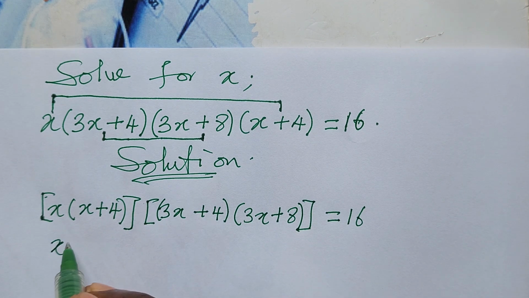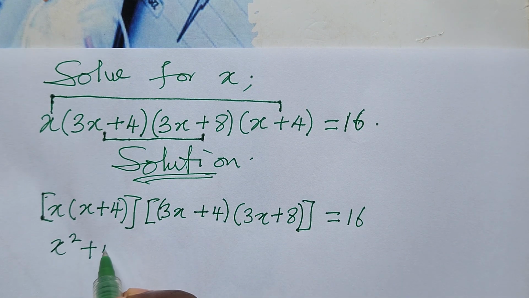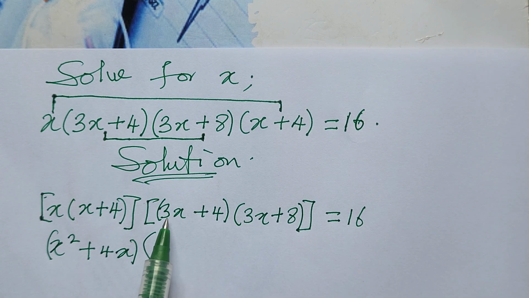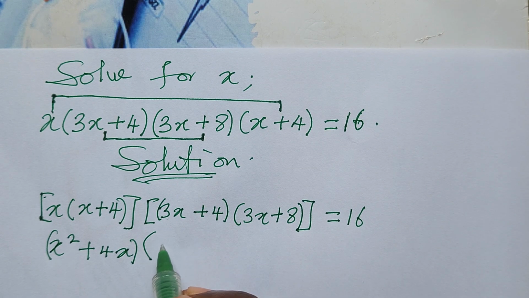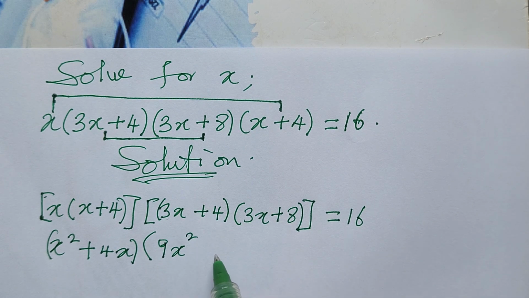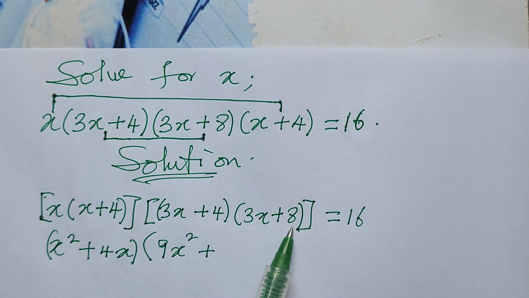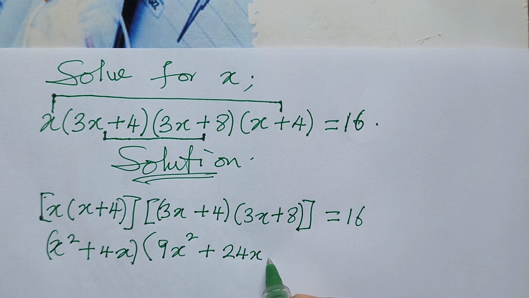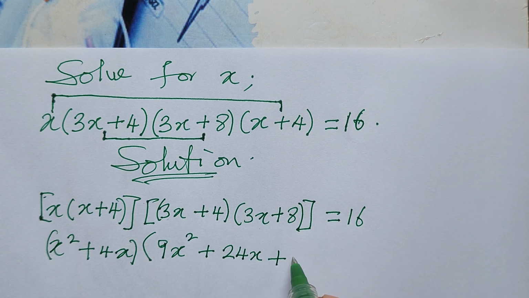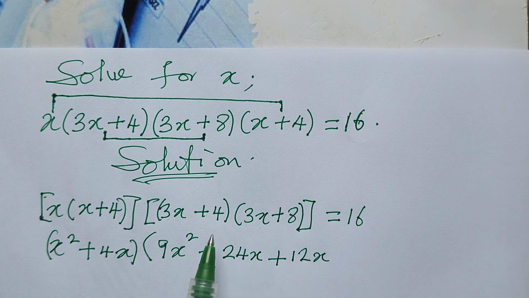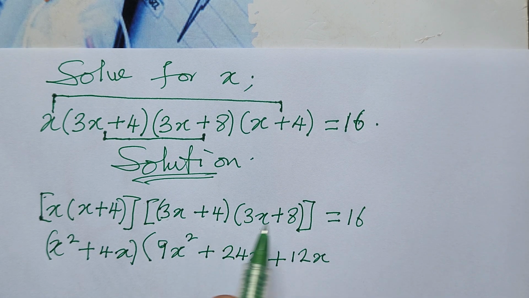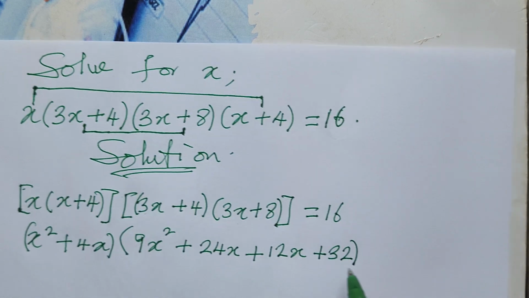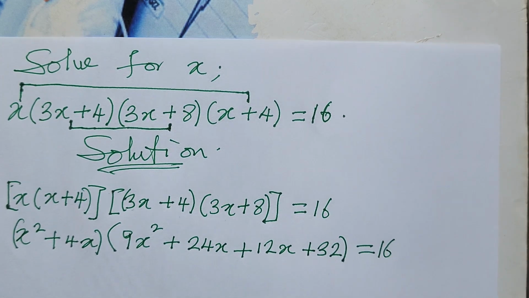This will give us (x² + 4x), then 3x times 3x will give us 9x² plus 3x times 8 will give us plus 24x, plus 4 times 3x will give us 12x, and 4 times 8 will give us plus 32. Close brackets, everything equals 16.